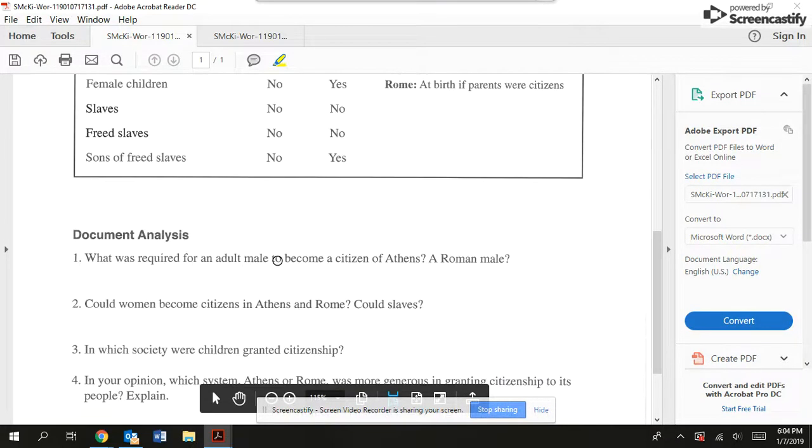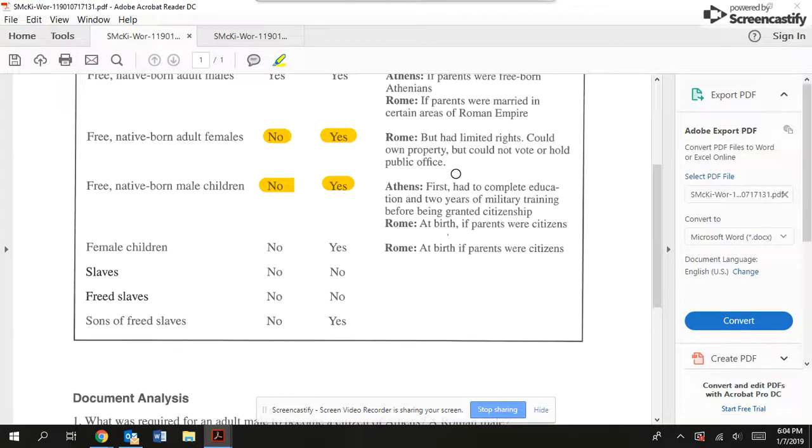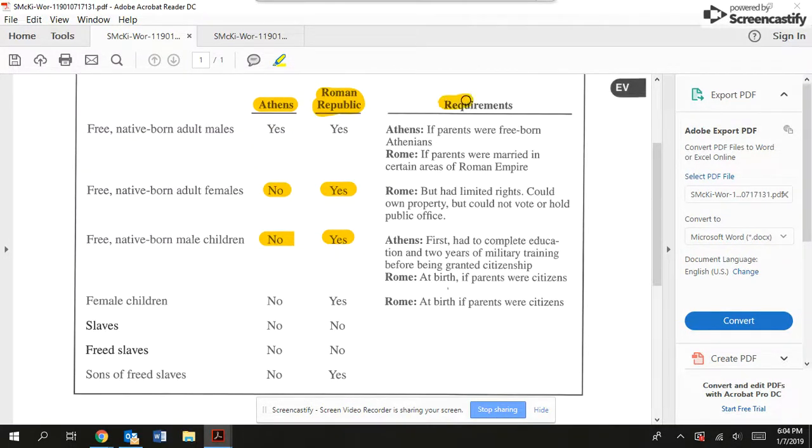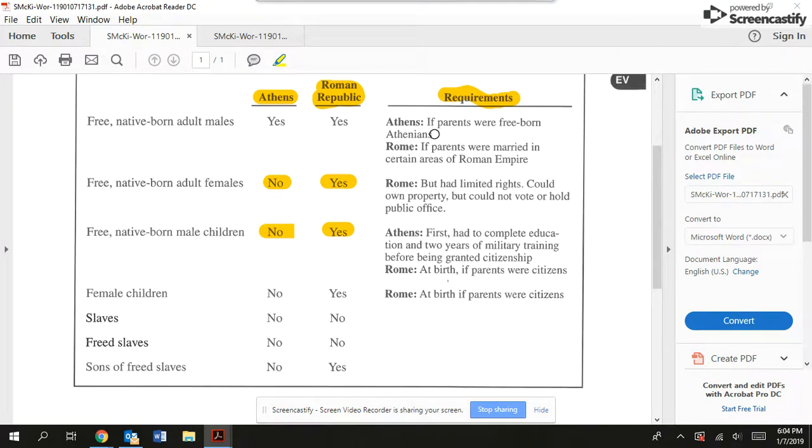And now I've got some questions down here in my document analysis. What was required for an adult male to become a citizen of Athens and a Roman male to become a citizen of Rome? Okay, so let's go back to our document. Here's some requirements right here. In Athens, it looks like parents had to be free-born Athenians. That just means that they were citizens of Athens. They weren't slaves. So if you were male and your parents were free-born and also from Athens, then you got to be a citizen.